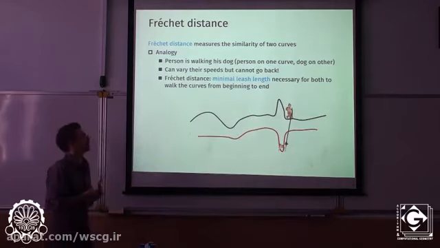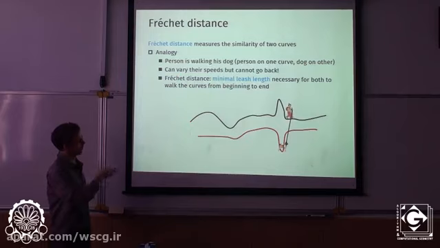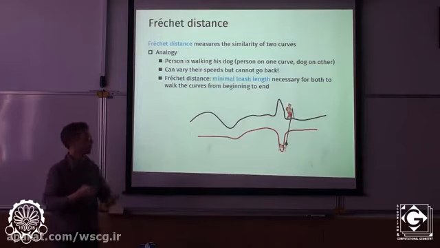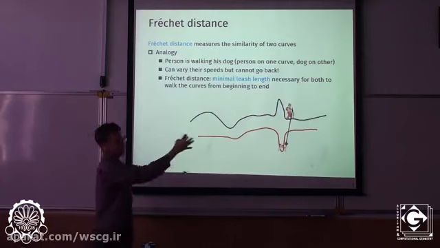So the Fréchet distance can be expressed as follows: if you have this traversal, man on one curve, dog on the other one, they may vary their speed, but not go backwards. The Fréchet distance is essentially the minimal leash length needed for such a traversal of the curves.